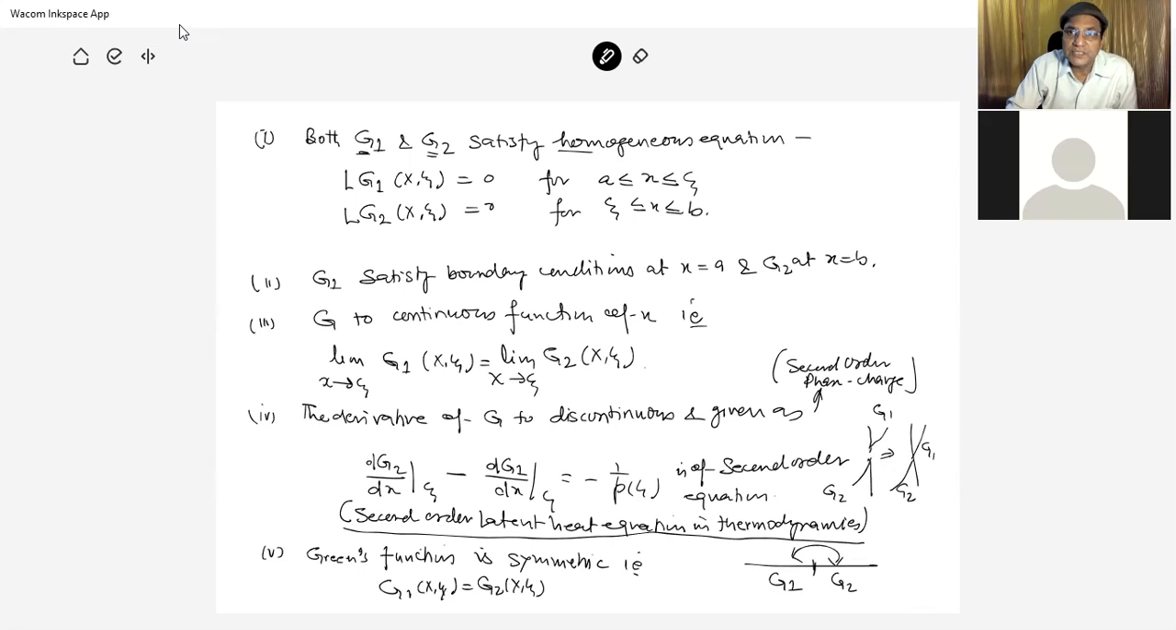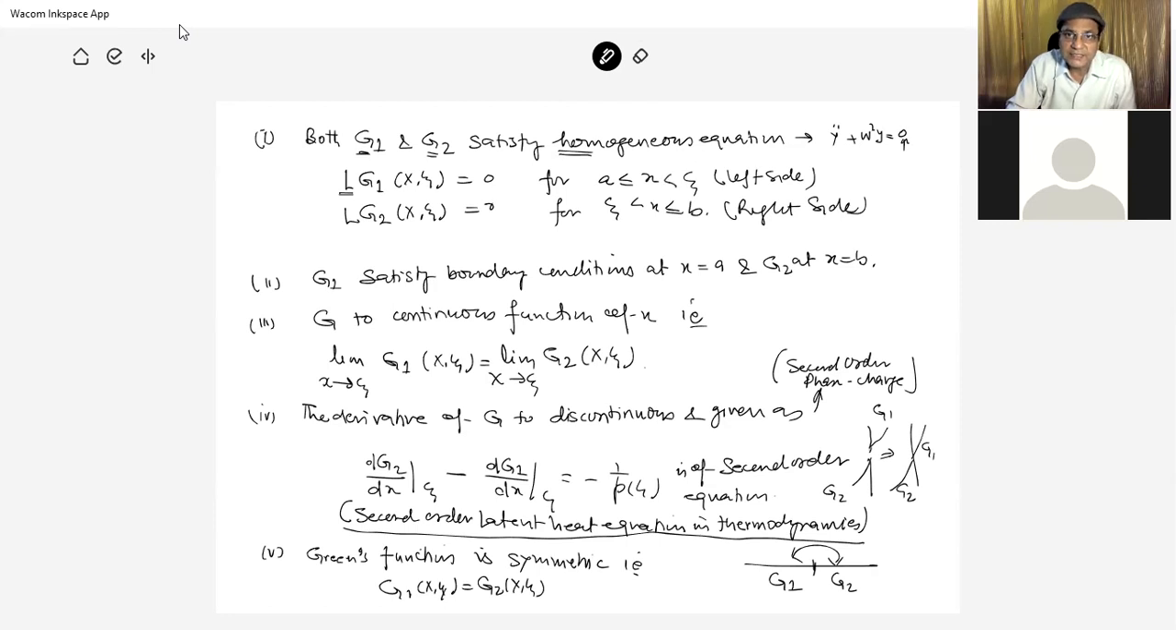What is the homogeneous equation? Suppose this is the differential equation, y double dot, meaning d²y by dx², plus omega square y is equal to 0. When there is a 0, then it is called a homogeneous equation. And if it is a homogeneous equation, then it can be written as L, the differential operator, on G1, that is on the left side. This is the left side, and here it is the right side.